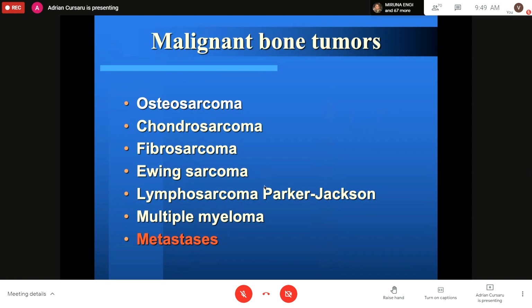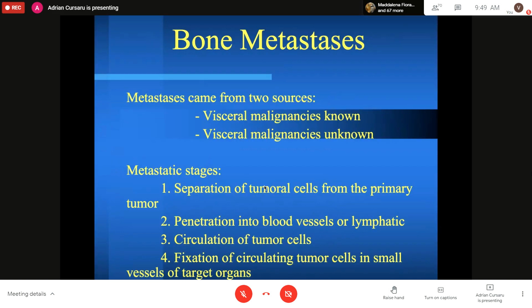And the last malignant bone tumor is represented by metastasis. The metastasis could come from two sources: the visceral malignancy known or unknown. It is a problem when you have a visceral malignancy unknown, because you will have to put the diagnosis by making a biopsy on our bone tumor. And you will find the cells from the primary tumor, and it is very important if you have metastasis on the humerus and you don't know where the primary tumor is, you will find the cells from the primary tumor and you will have the correct diagnosis.